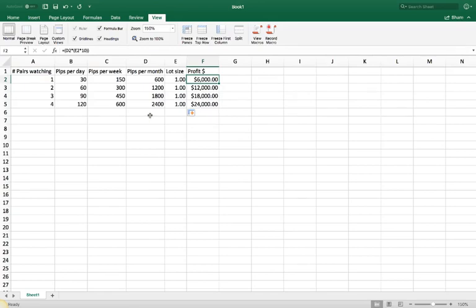Because if I can make the same amount of money in 30 pips that you make in 300, why wouldn't you do it? Work harder? No, I don't want to work harder. I want to work smarter.